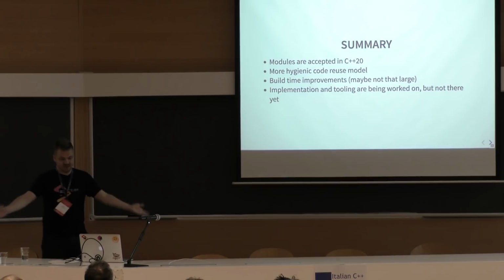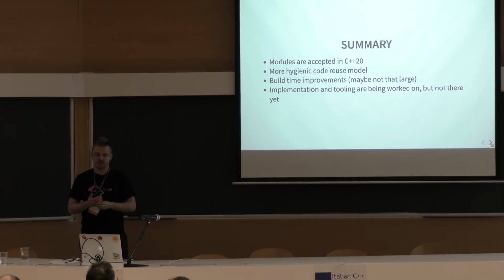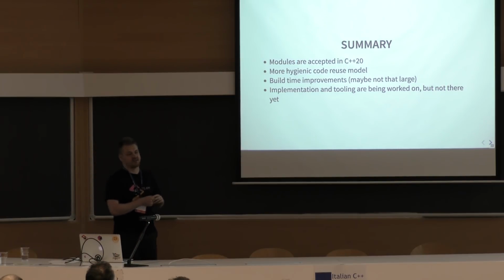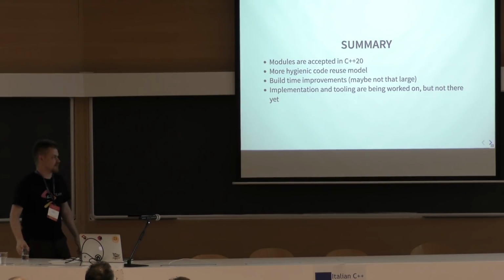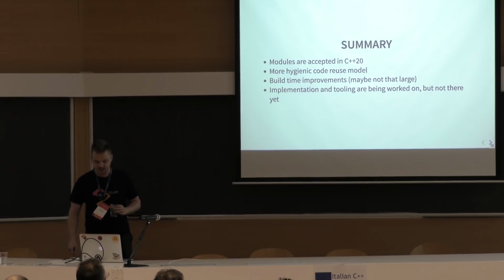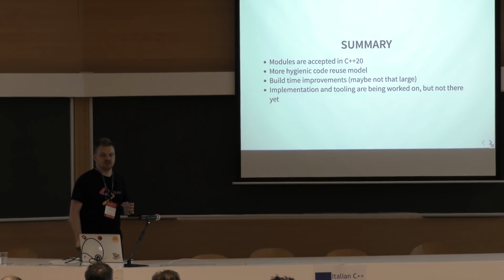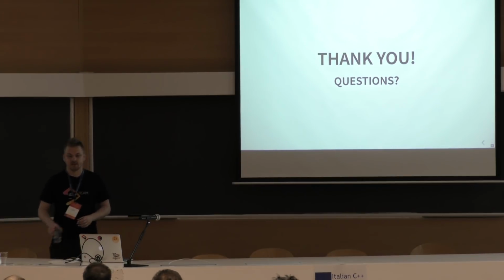So, the summary: modules are accepted, and they lead to cleaner, nicer code and less name leakage. Build times would improve, but probably not by an order of magnitude for most projects. And implementation and tooling are not there yet, but they're quickly catching up. So likely, in a year or so, we can use modules in production code, with the transition patches offered by modules in C++20. Thank you.